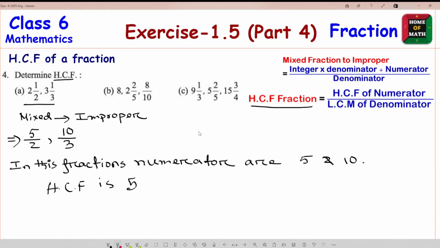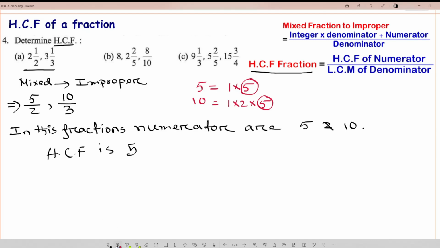How can we check this? 5 we can write as 1 times 5. 10 we can write as 1 times 2 times 5. So the common factor is 5. So the first one is done.